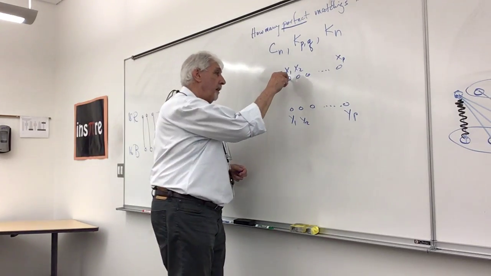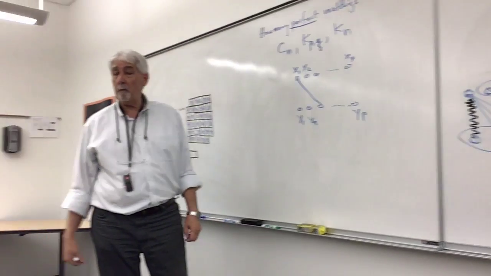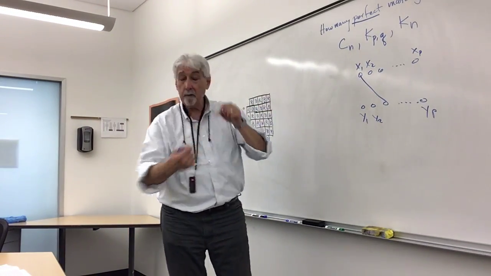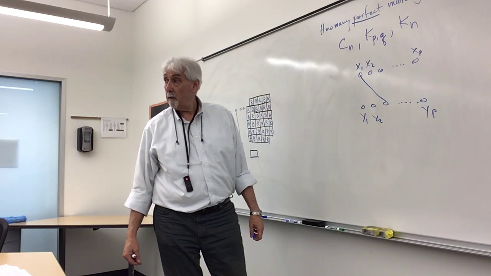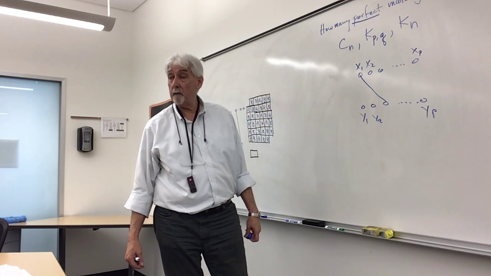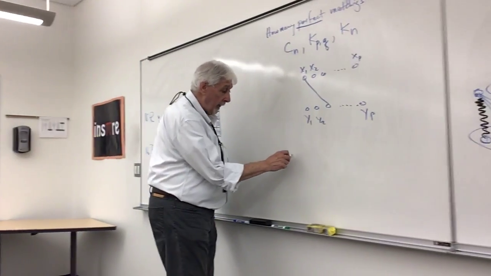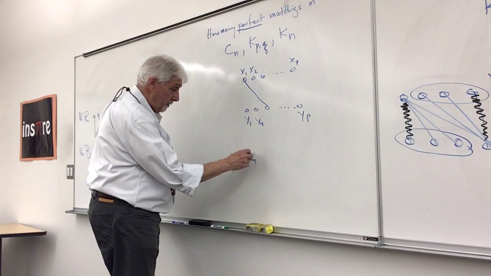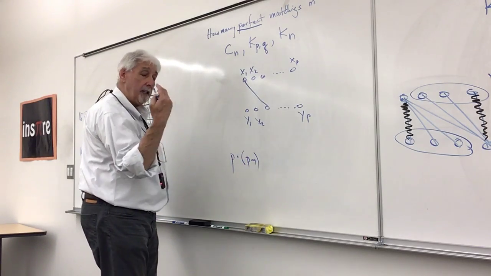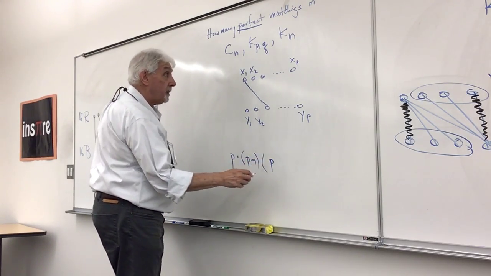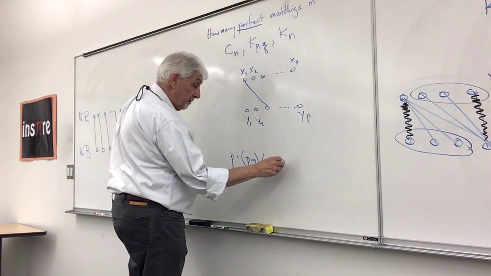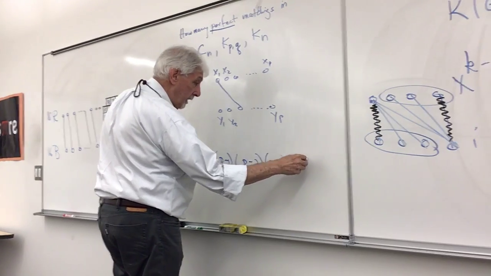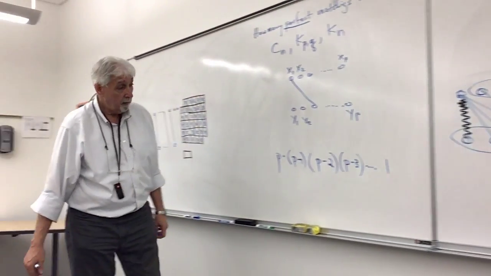Once I pair X1 up with someone, what graph is left? K_{p-1,p-1}. So how many ways can I pair X2 up? p minus 1. I pull that edge out. How many ways can I pair X3 up? p minus 2, then p minus 3, down to, finally, I'll only have one edge left. So that's p factorial.